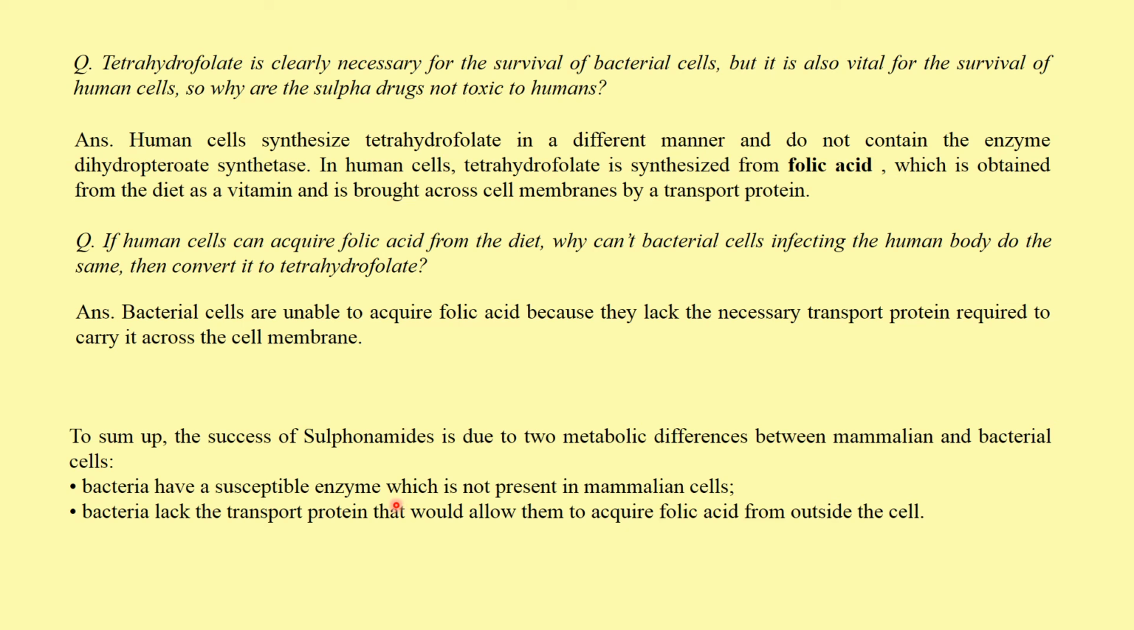So if we sum up, why sulfonamides are very important drugs, why they are effective, why they were successful, it is because of two metabolic differences between the mammalian and the bacterial cell. First, bacterial cells have a susceptible enzyme which is not present in the mammalian cell. Second, bacterial cells lack the transport protein that would allow them to acquire folic acid from outside the cell. Because of these two points, we were able to successfully synthesize the sulfonamide or sulfa drug. Now let us see how it inhibits the action.